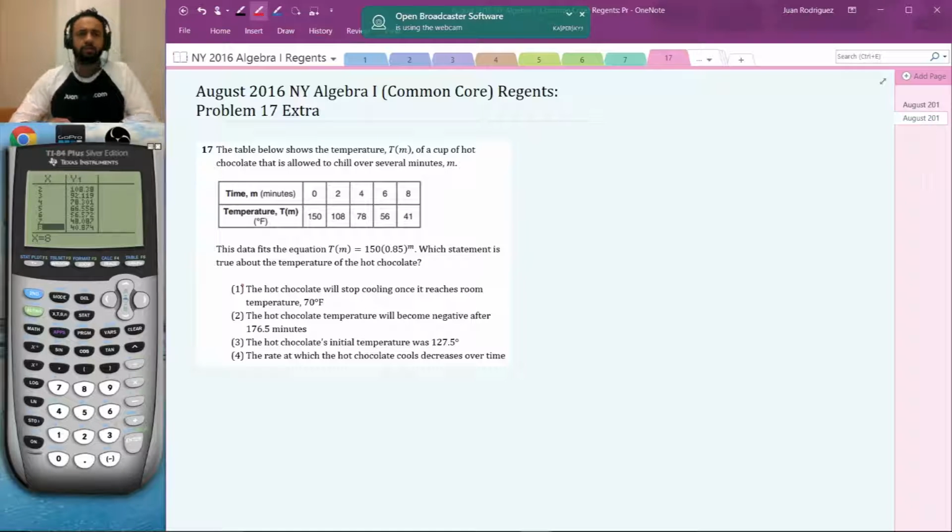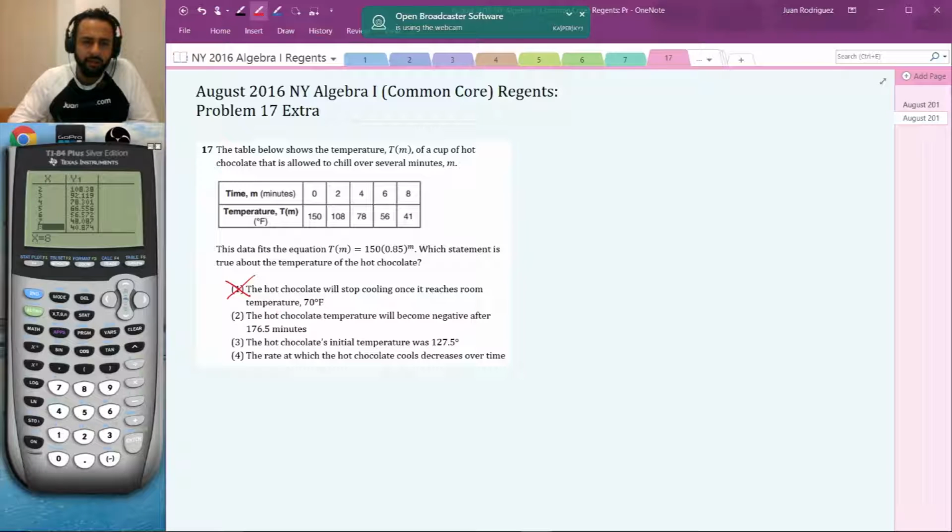Now, which statement is true about the temperature of the hot chocolate? We're going to go through these one at a time and evaluate them as we go. The hot chocolate will stop cooling once it reaches room temperature, 70 degrees Fahrenheit. This is there to see whether you are applying your own real-world situation. Knowing room temperature is 70 degrees Fahrenheit, when we drink coffee normally in a room temperature room, but if we look at the data, the data drops way below 70. This is not a room temperature situation. So that's not it. In fact, this model also does not match that situation.